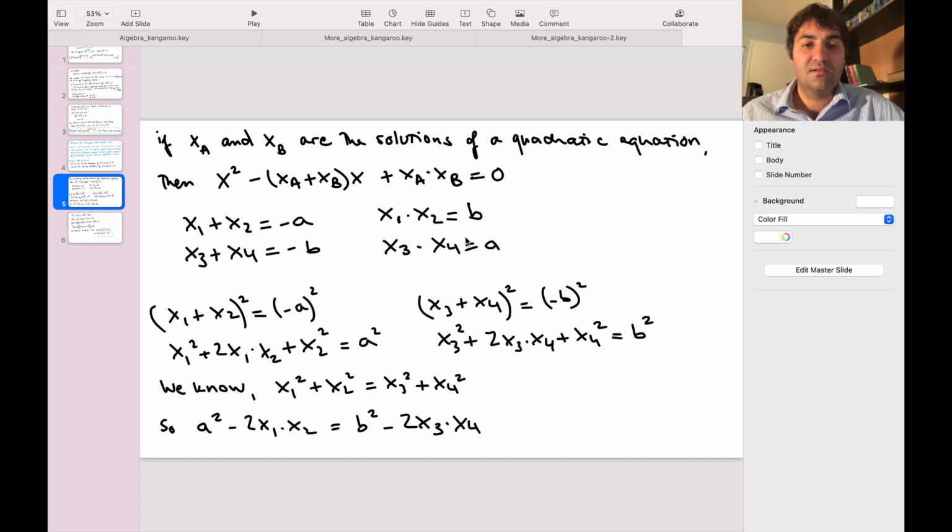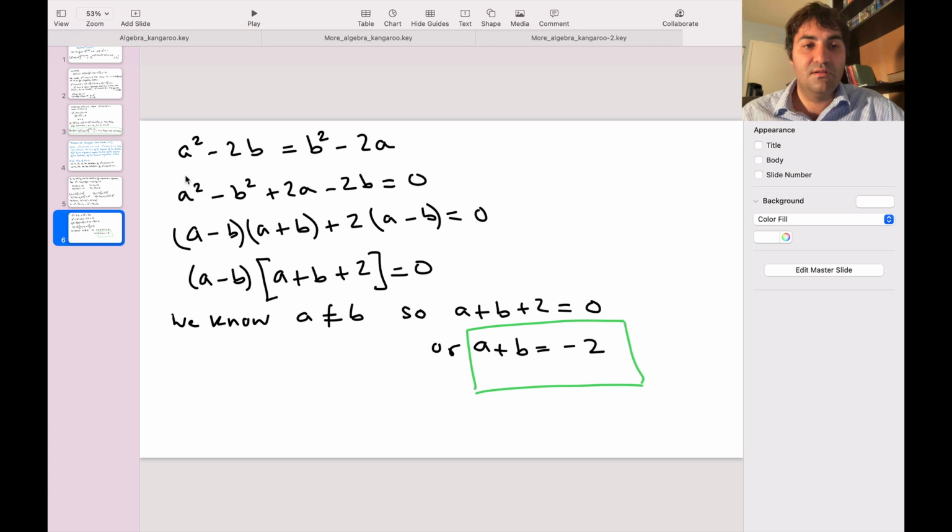Well, x1 times x2 is equal to b, and x3 times x4 is equal to a. So then we can simplify that. We get a² − 2b equals b² − 2a. And then we can solve this equation. So we get a² − b² + 2a − 2b equal to 0. In other words, (a − b)(a + b) + 2(a − b) is equal to 0. Factor out the a − b, so we get (a − b)(a + b + 2) equal to 0.